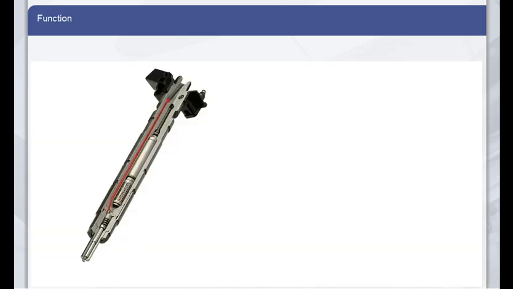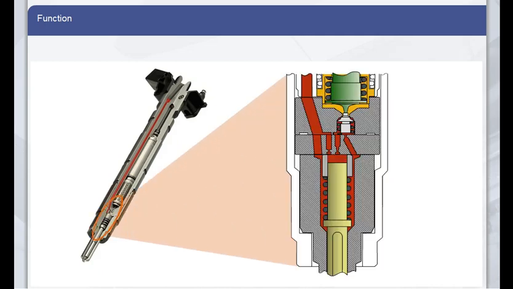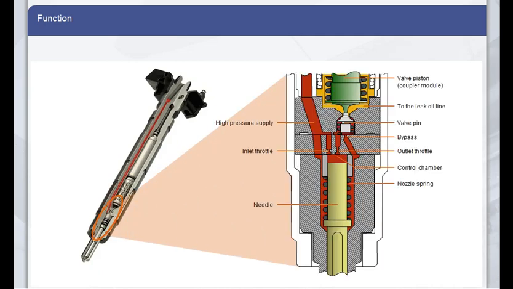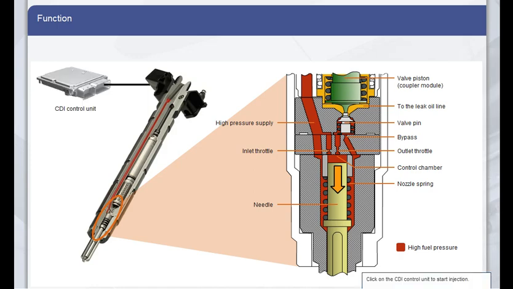Watch how the piezo injector works. The enlarged section shows a simplified model of the valve set and the nozzle module in the de-energized state. The rail pressure acts in the control chamber and keeps the needle closed. No injection takes place. Click on the CDI control unit to start injection.